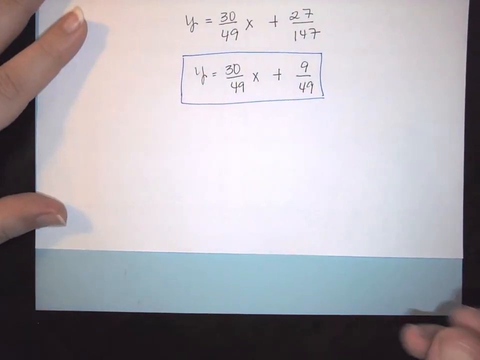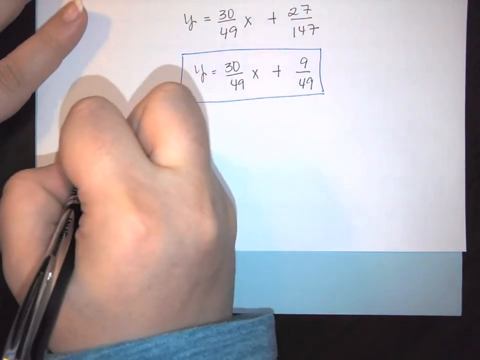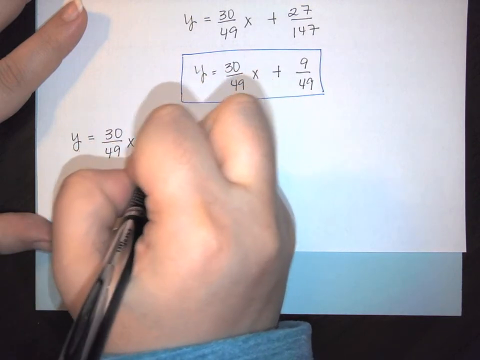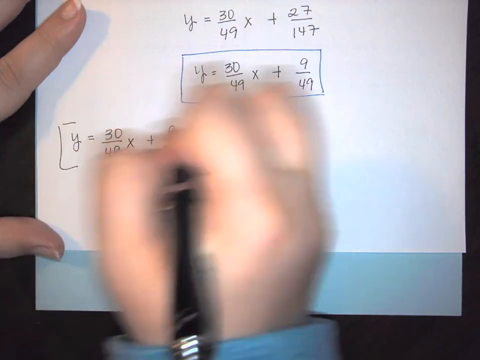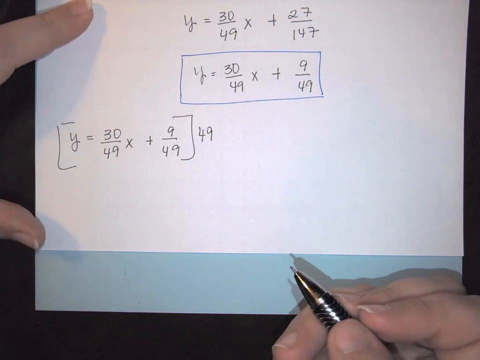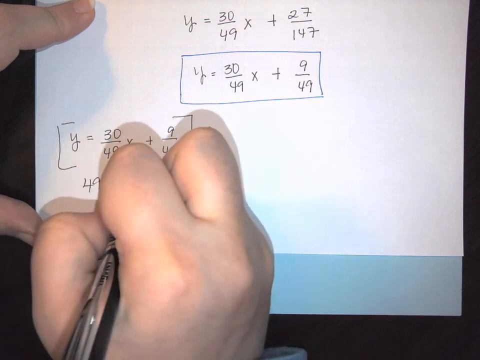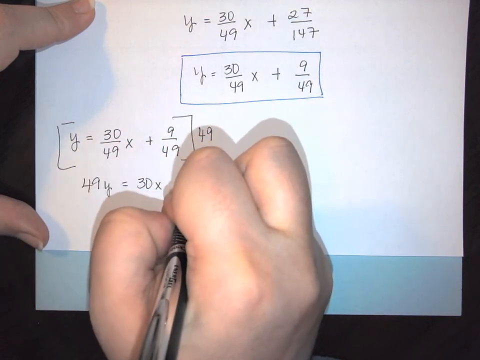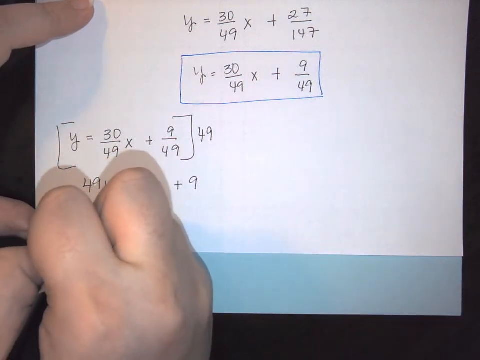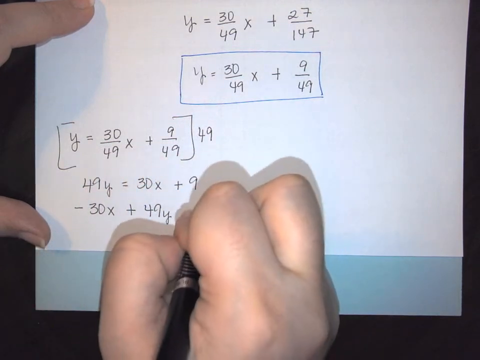We just need to take slope-intercept form and rewrite it into standard form. So we have y equals 30 over 49x plus 9 over 49. We're going to multiply the whole thing by that 49. And so in this case, we're going to end up with 49y equals 30x plus 9. I need to move the x over, so this becomes negative 30x plus 49y equals 9.